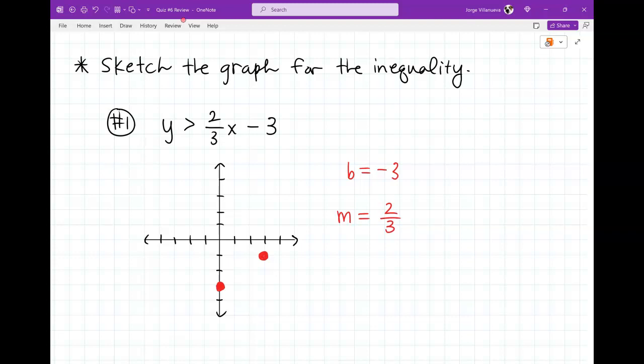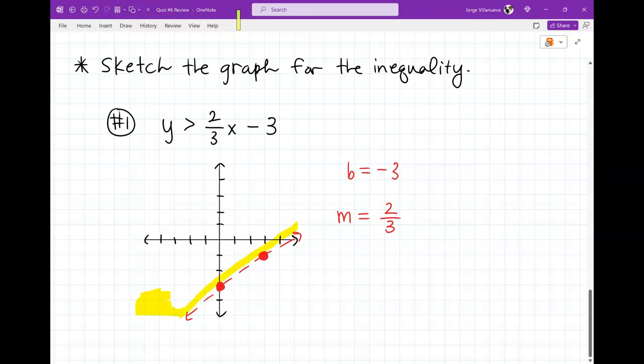You've got to ask yourself, what kind of line, and then where do I shade? So this says greater than. What kind of line is it, dashed or solid? This is a dashed line, right? So good, we're going to draw a dashed line. And then it says greater than, so is it above or below that I'm shading? Above. So here we go.